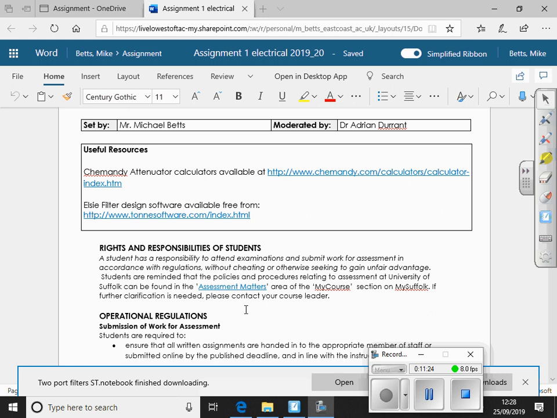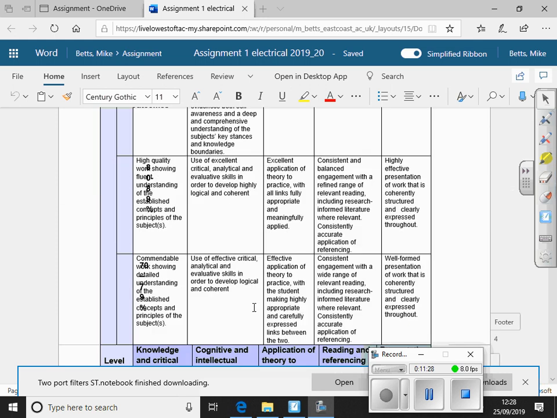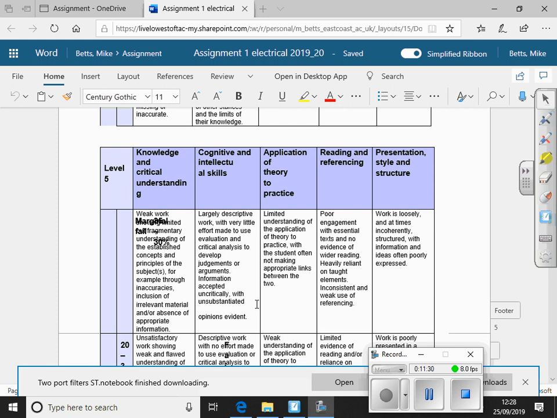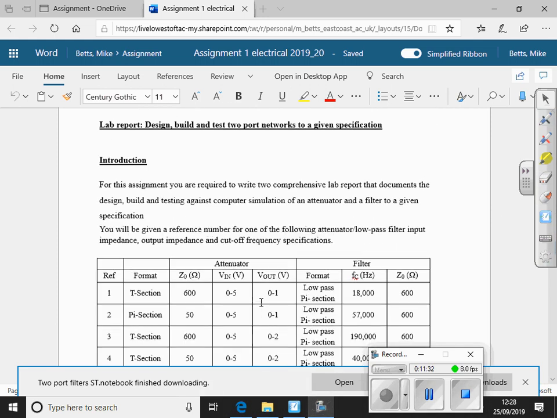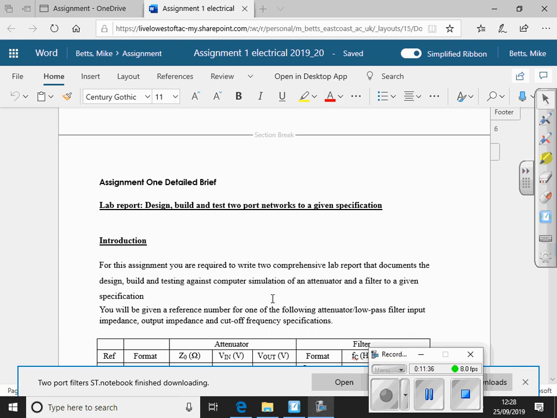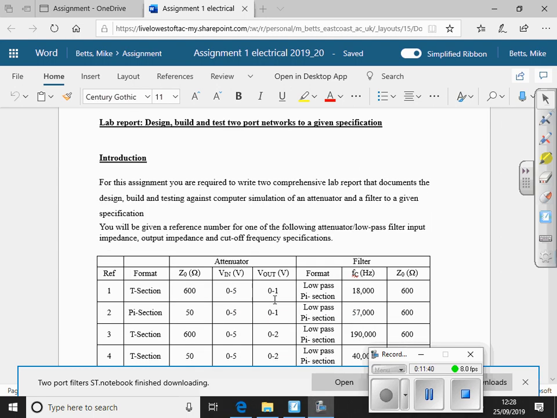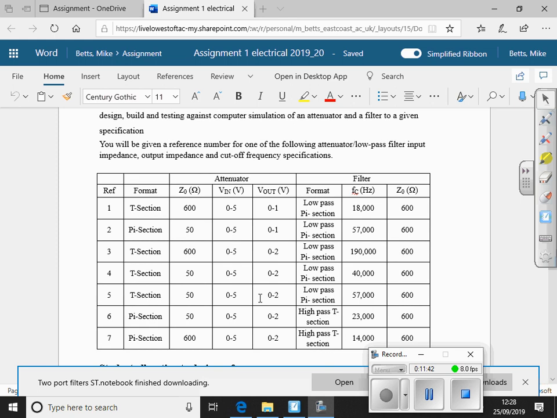Alright. There's a bit there around rights and responsibilities. There's a grading matrix, which doesn't show very well on this video anyway. Then what we come to is the detailed brief. There's an introduction, and then there are these 7 references against an attenuator specification.